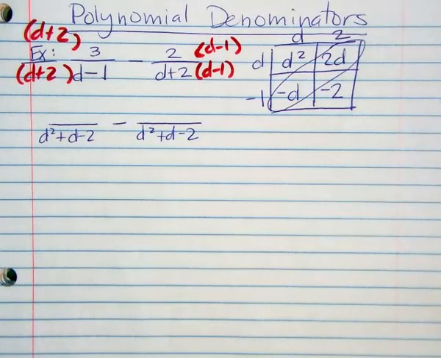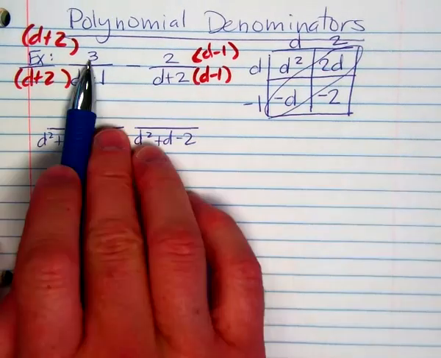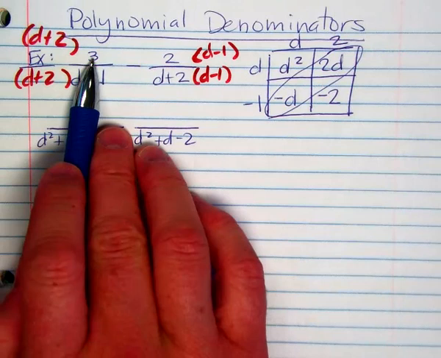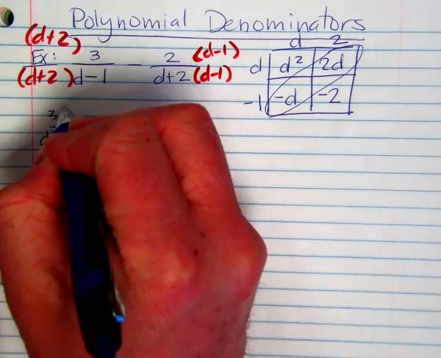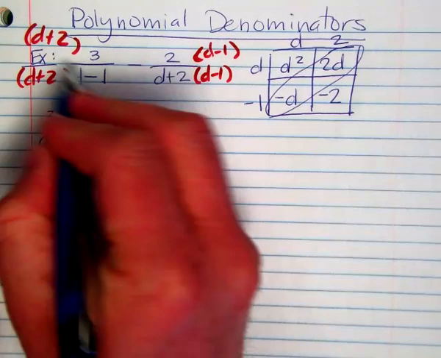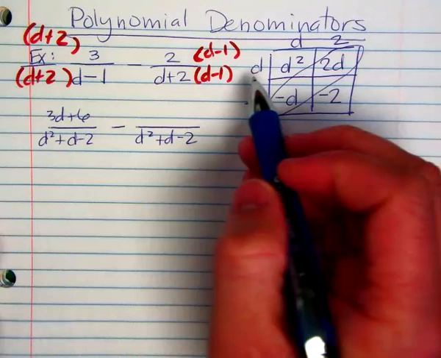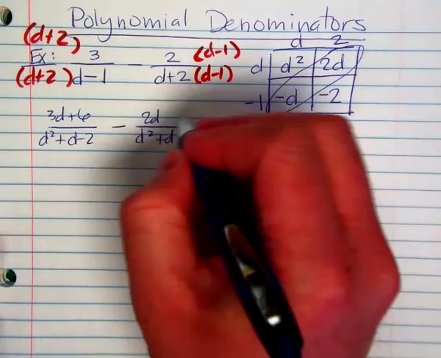So, on the top, this is a distributive property problem. 3 times d is 3d. 3 times 2 is 6. 2 times d is 2d. 2 times negative 1 is negative 2.